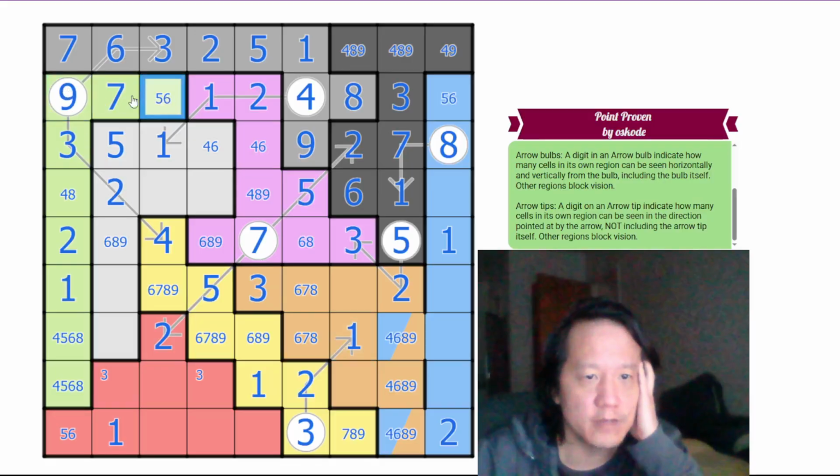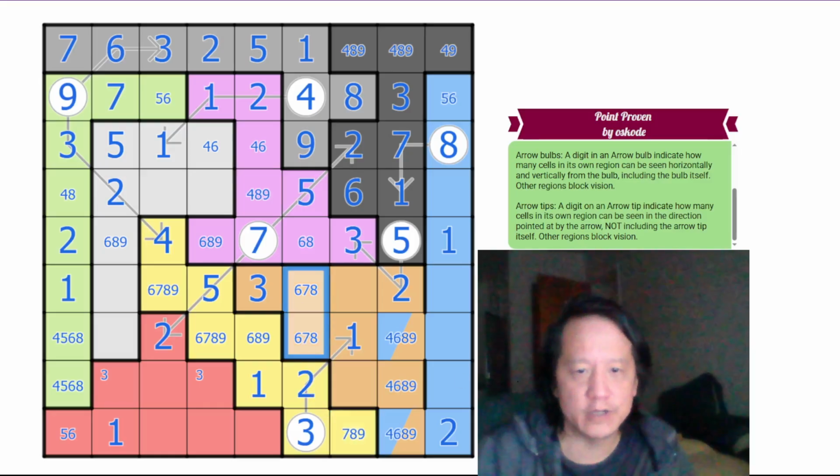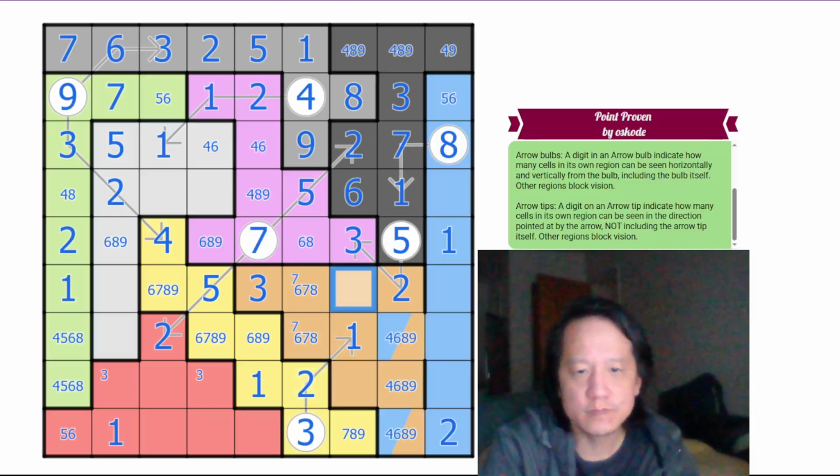This sees 9, 1, 2, 3, 4, 5, 6, 7, 8, 9. This sees 7, 1, 2, 3, 4, 5, 6, 7. This sees 4, 1, 2, 3, 4. This sees 5, 1, 2, 3, 4, 5. This sees 8 through 8 there. This sees 3. So those are all set. We're guaranteed a 7 here.